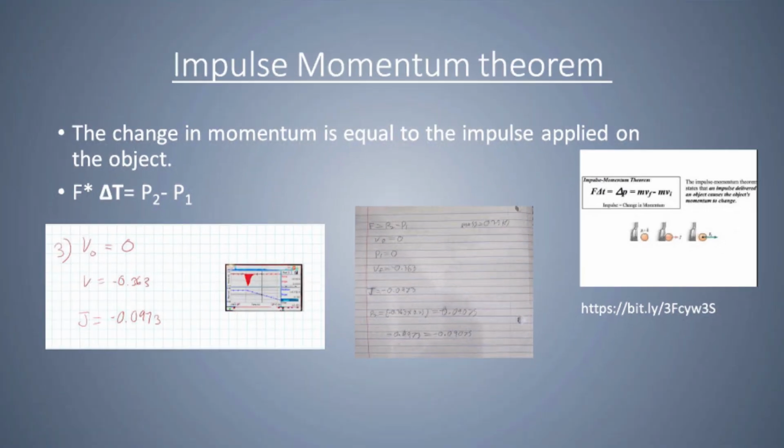In the second half of our experiment, we are trying to prove the impulse momentum theorem, which states that the change of momentum is equal to the impulse applied on the object. Impulse is basically a force, so the force is equal to the final momentum minus its initial momentum.